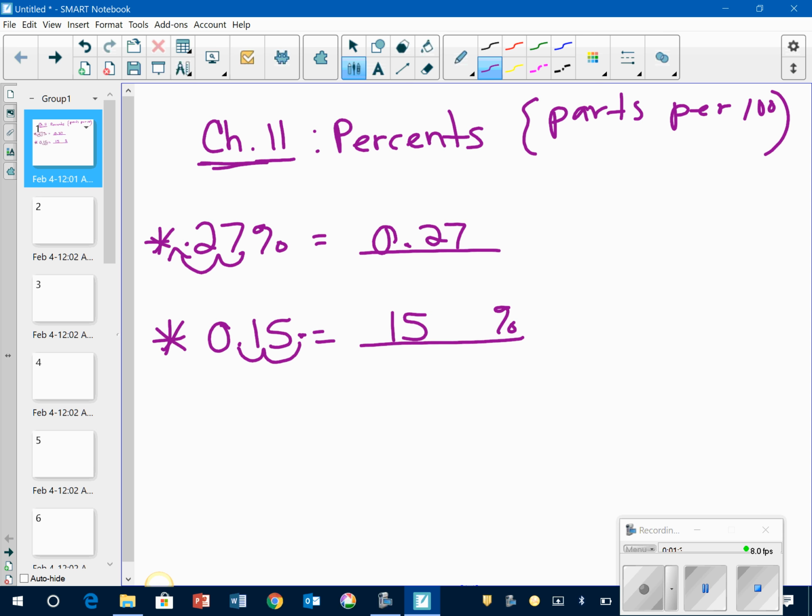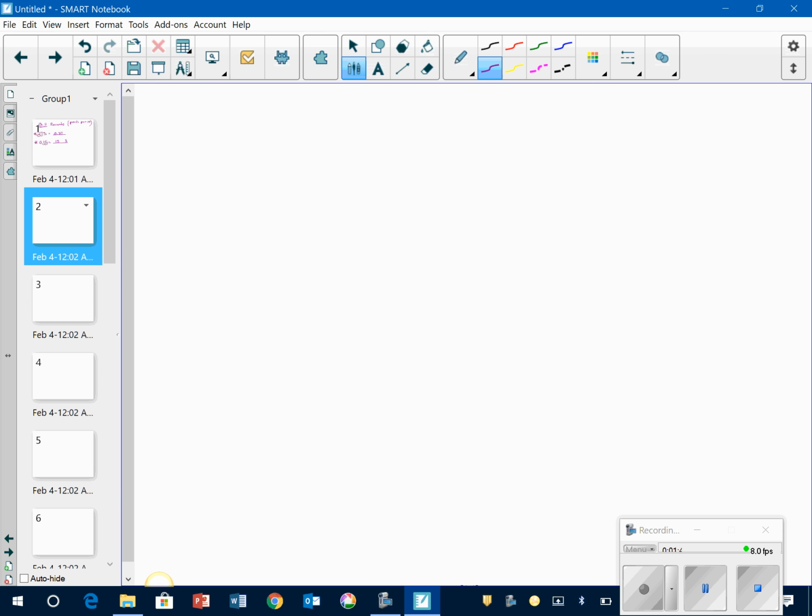We're also going to look at finding the value of n, depending on what they are asking for. I'll give you some examples of those as we go through the homework problems. So if you look on page 81, you have the following: express the following percents as decimals.